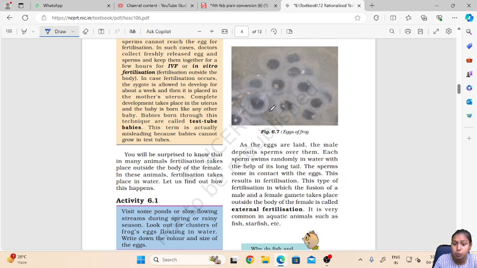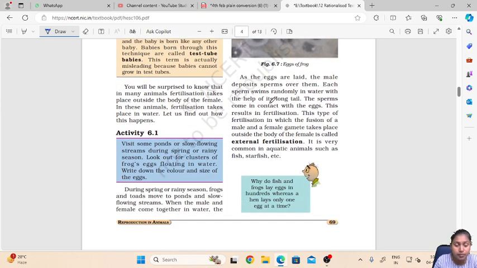Each sperm swims randomly in water with the help of its long tail. Now you have seen the sperm has a long tail, so with the help of that tail, they swim towards the eggs. The sperm comes in contact with the egg, which results in fertilization. This type of fertilization, in which the fusion of the male and female gametes takes place outside the body of the female, is called external fertilization.